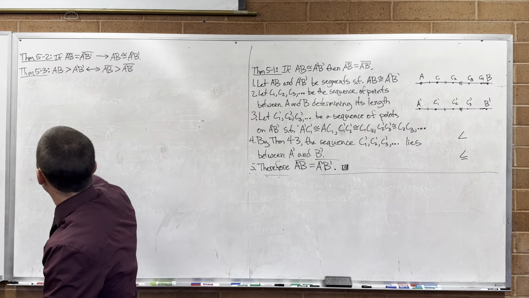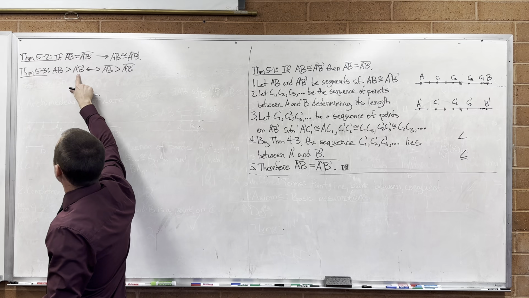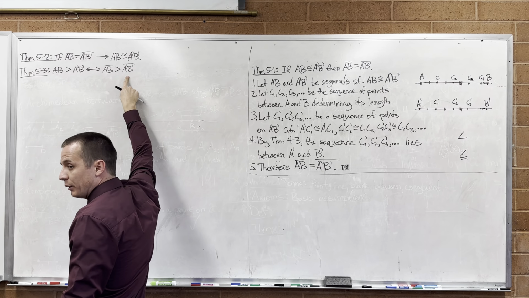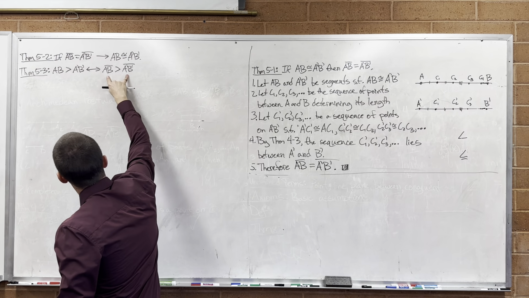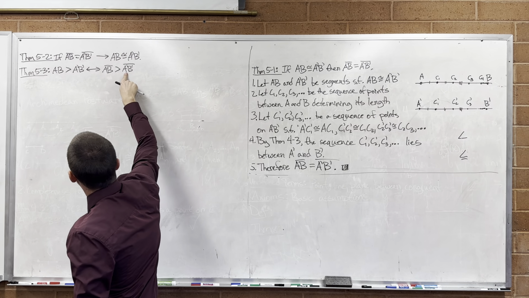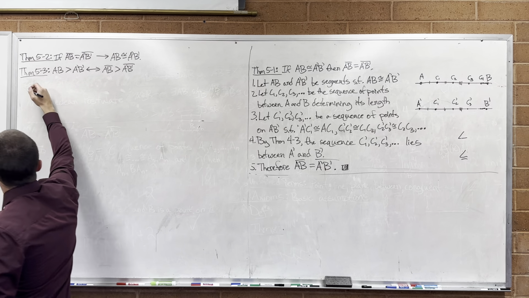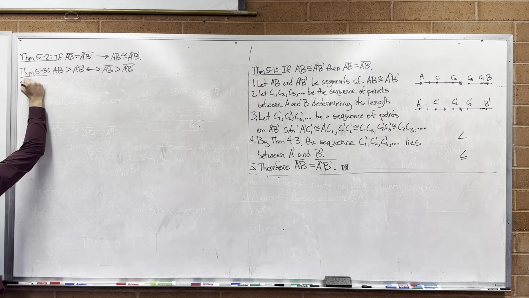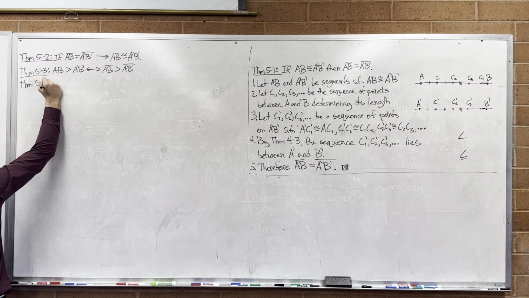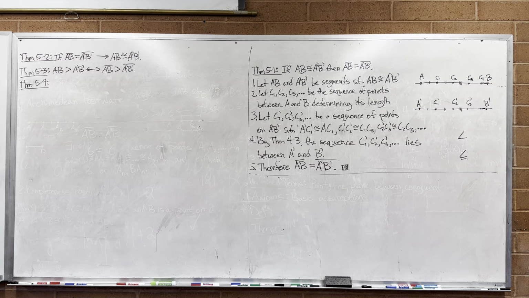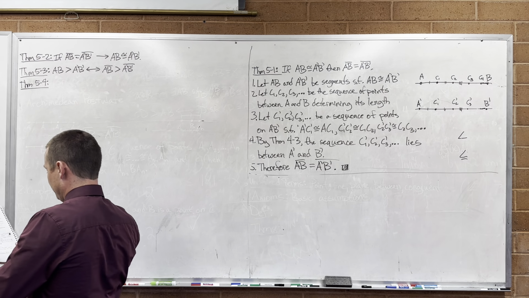Theorem 5.7 says if AB is greater than A prime B prime, then the length of AB is greater than the length of A prime B prime, and vice versa. If the length of AB is greater than the length of A prime B prime, then AB is greater than A prime B prime. And then our last theorem, which the author doesn't even bother proving, because it's a lot of work for a small payoff in terms of geometry.